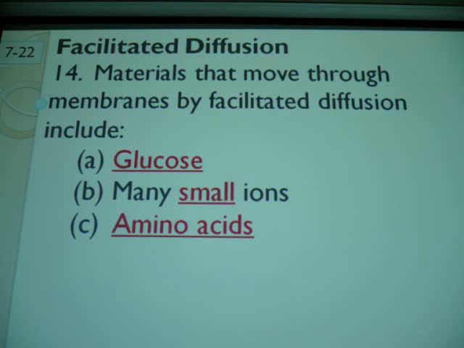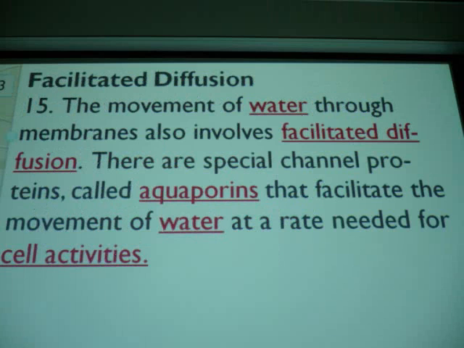Notice that oxygen is not on there. Carbon dioxide is not on there because they go right through the cell membrane. These things can't go through the cell membrane. All right, now 15. Now, there are some specialized proteins that are just used to move water through the membrane, and those are called aquaporins.